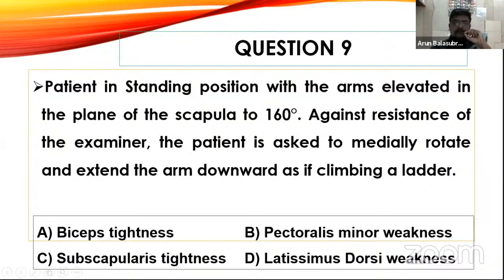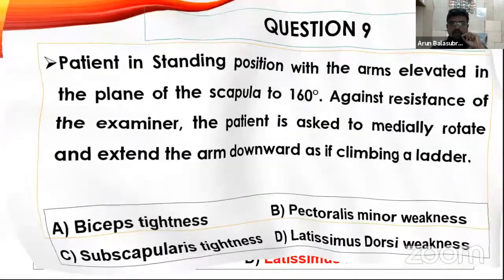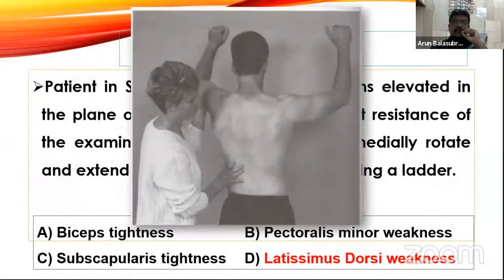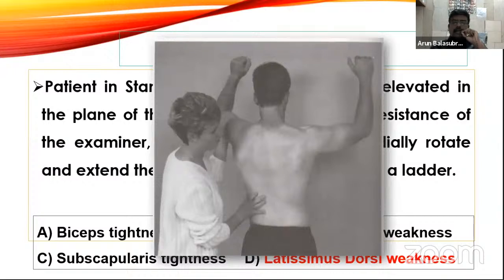Right? The patient stands with the arm elevated in the plane of the scapula. Assume that you are going to do a ladder climbing. So what is this test for? Okay, this test is for latissimus dorsi. This is the position you are supposed to maintain. Like you think that you are going to climb a ladder, and when you observe it, there's abnormality in the latissimus muscle. This test is for latissimus dorsi weakness. The patient was unable to hold the position and has severe weakness. Check how many of you gave the correct answer. Nobody has. That's great.